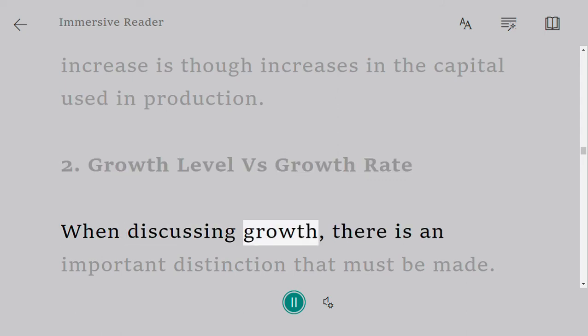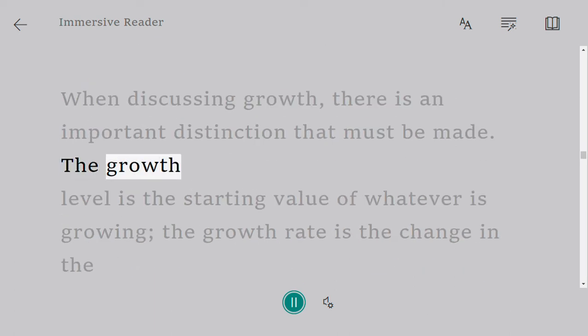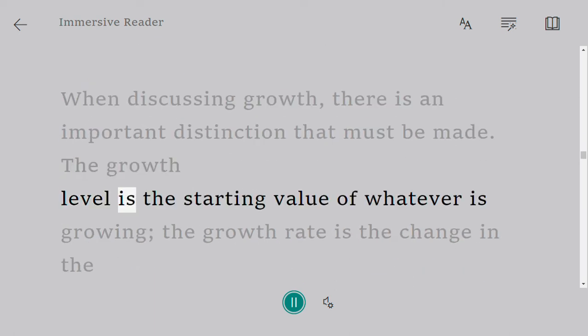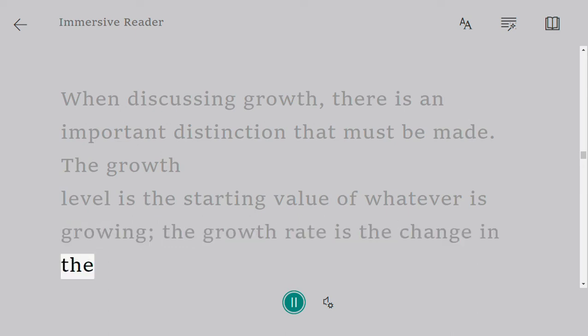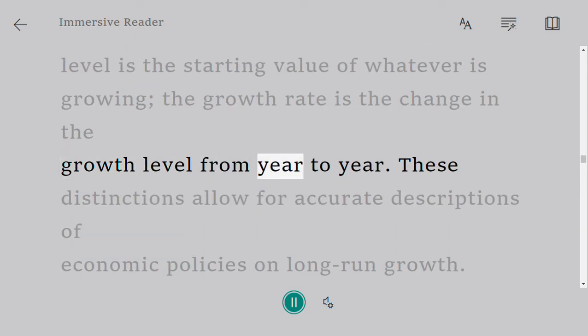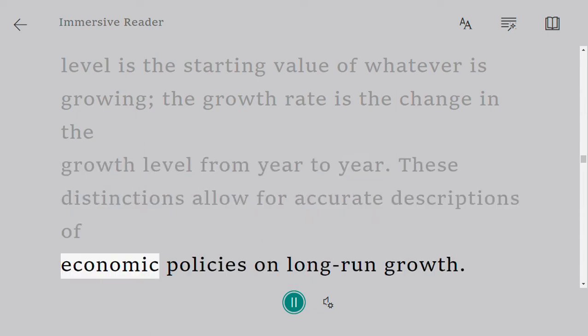2. Growth level versus growth rate. When discussing growth, there is an important distinction that must be made. The growth level is the starting value of whatever is growing. The growth rate is the change in the growth level from year to year. These distinctions allow for accurate descriptions of economic policies on long-run growth.